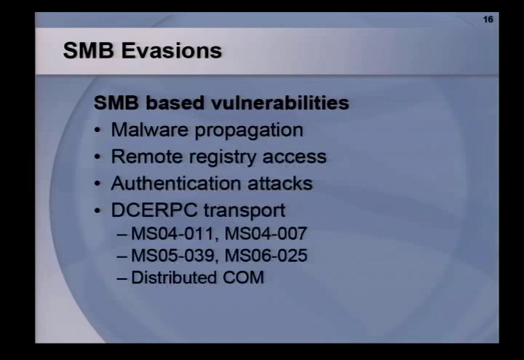SMB-based vulnerabilities. If you're writing an IDS and you want to detect vulnerabilities using the SMB protocol, you have to look pretty deep. You have to look for things like malware propagating, basically file writes with certain names and certain content. People actually accessing the registry service in a way that looks like an attack. You have to be able to parse the registry protocol, which is actually a DCRPC application running on top of SMB. Authentication flaws: you see someone log in with a username and a password that's usually used by a backdoor or installed as part of some kind of malware.